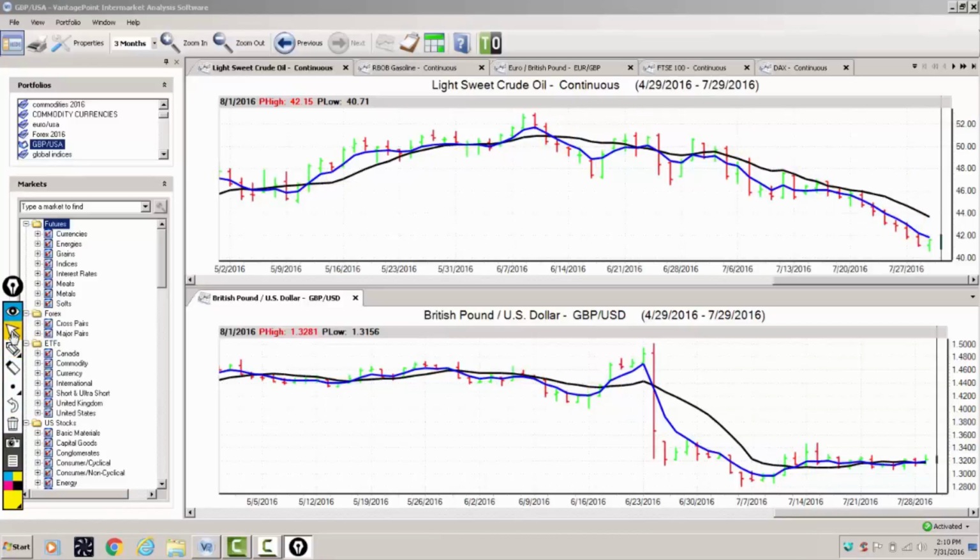Now, predominantly oil prices are pretty much peaked out, in my opinion, at the end of September when summer driving season ends. So we want to look at this very closely.